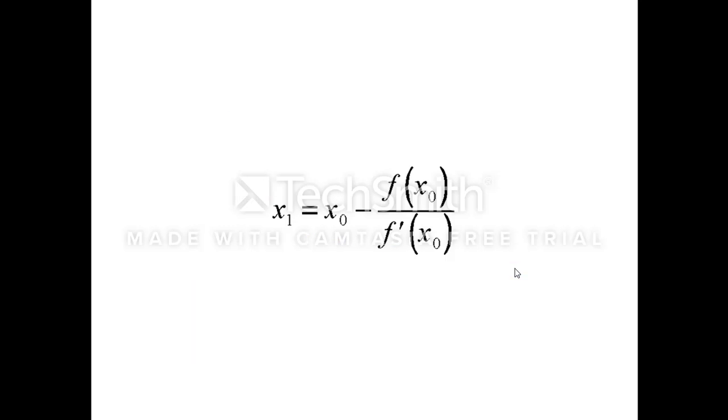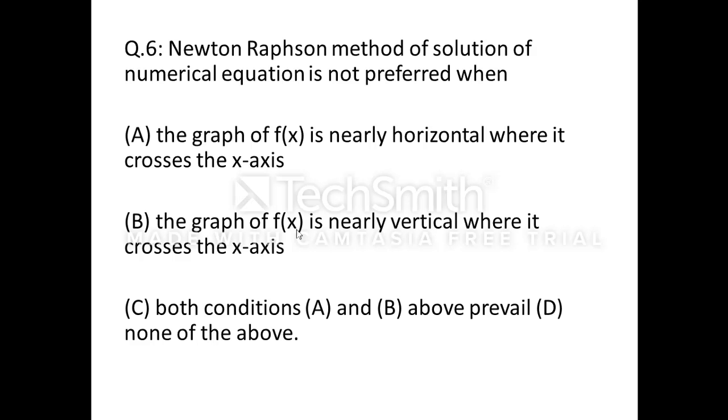So if the graph is horizontal to the x-axis at the root, then the tangent will be parallel to the x-axis. Therefore this value f'(x0) would be so small, nearly 0. Therefore the value of x1 will be very high. So rather than converging to the solution, it would diverge from the solution. Therefore we do not prefer the graph of f(x) which is nearly horizontal where it crosses the x-axis.